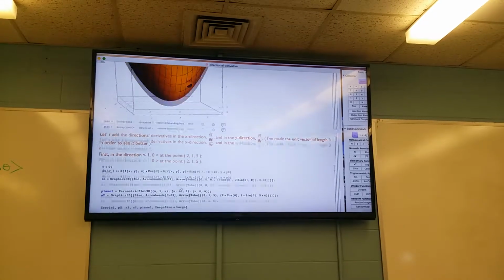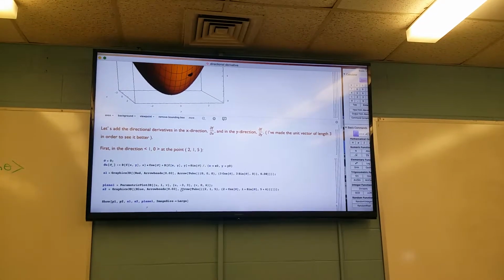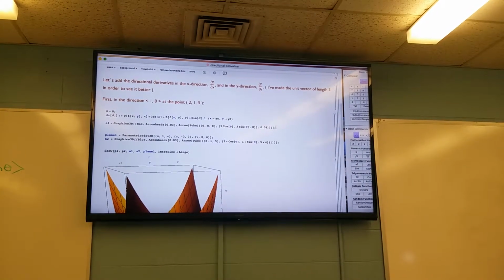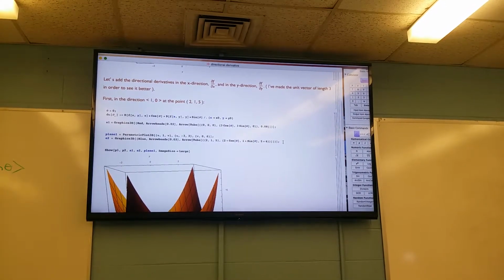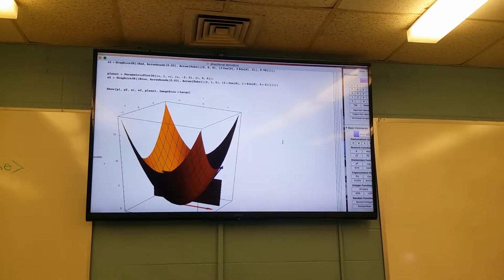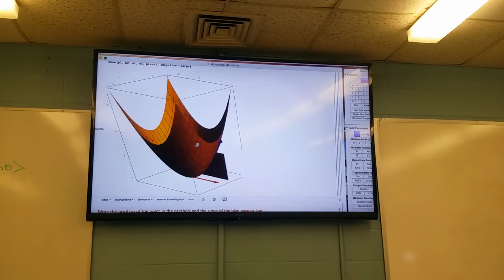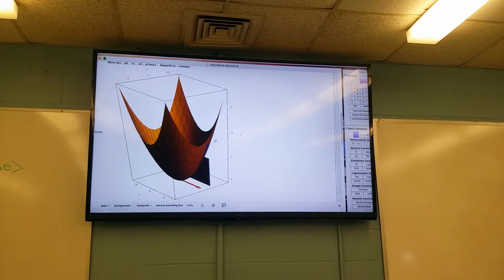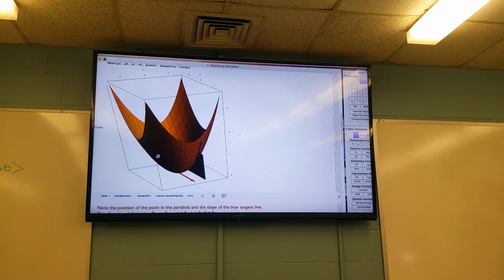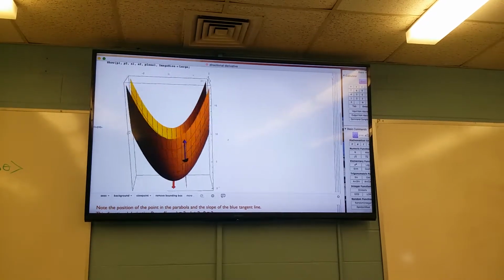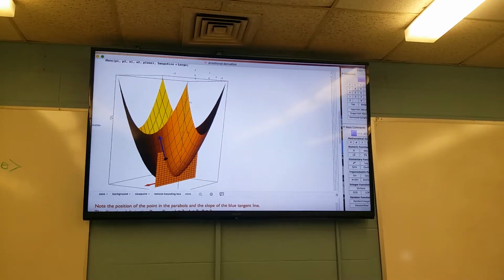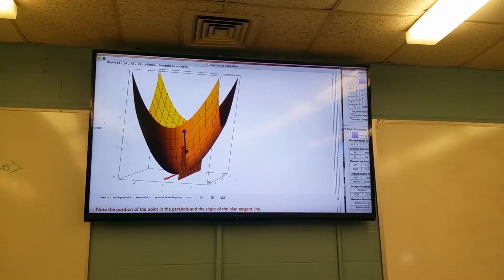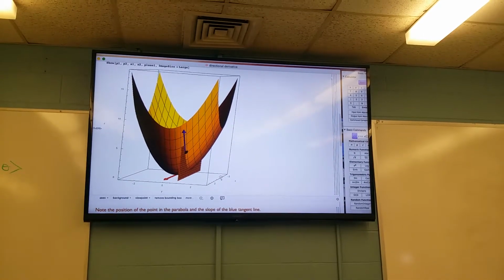Let's find the directional derivative in the x direction and the y direction. First, let's do the x direction. Theta equals 0. Okay. Now, there's a trick to twirling this so it doesn't tilt. Okay, here we go. All right, this is the x-axis. I don't know if you can really see that, but that's the x-axis here.